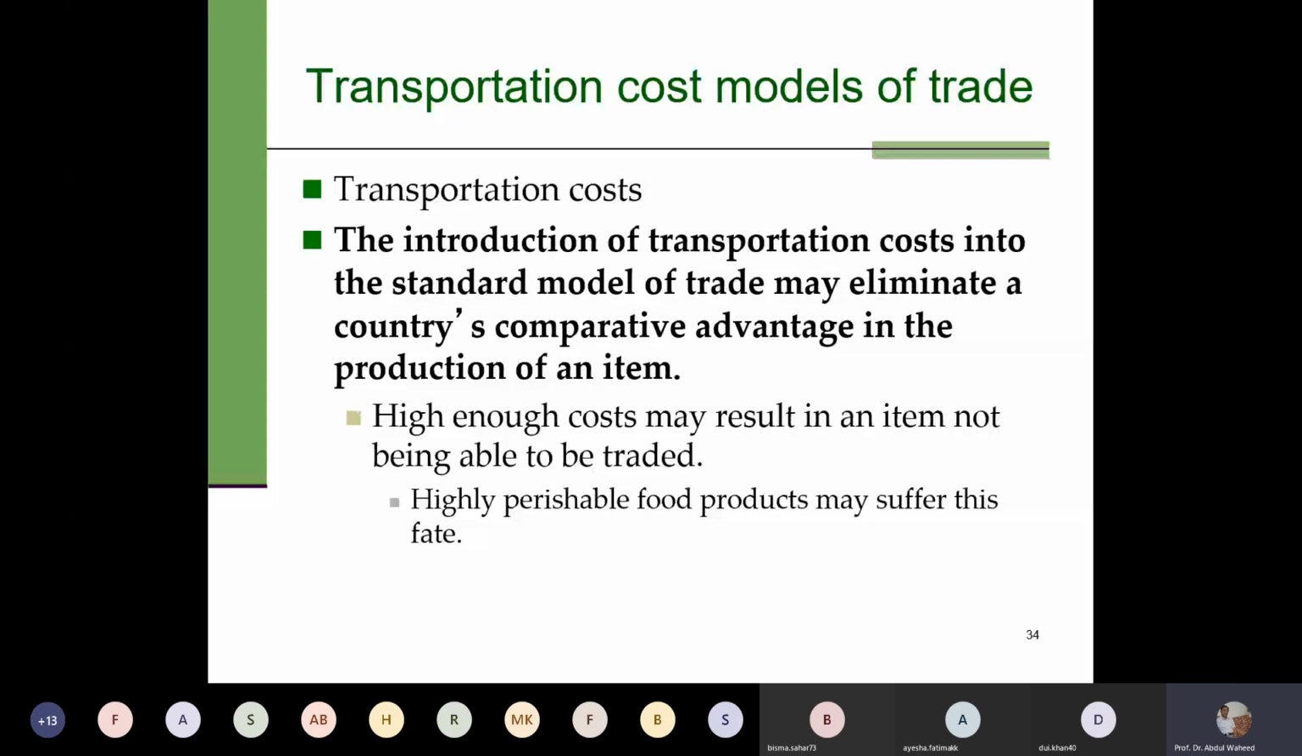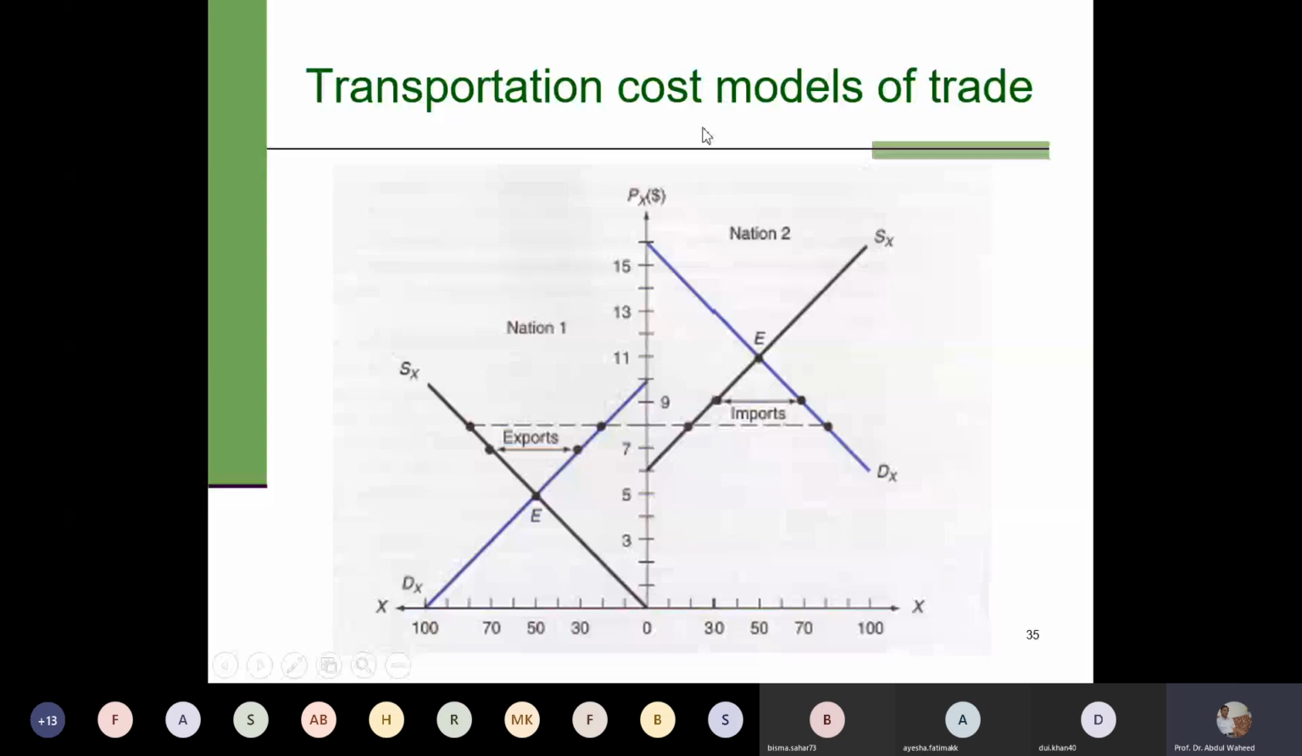Now look at this graph. I will explain the transportation cost model. This is a simple partial equilibrium analysis. We have demand for X, we have supply of X, and this is nation 2. So in nation 2, what is the equilibrium price of X?